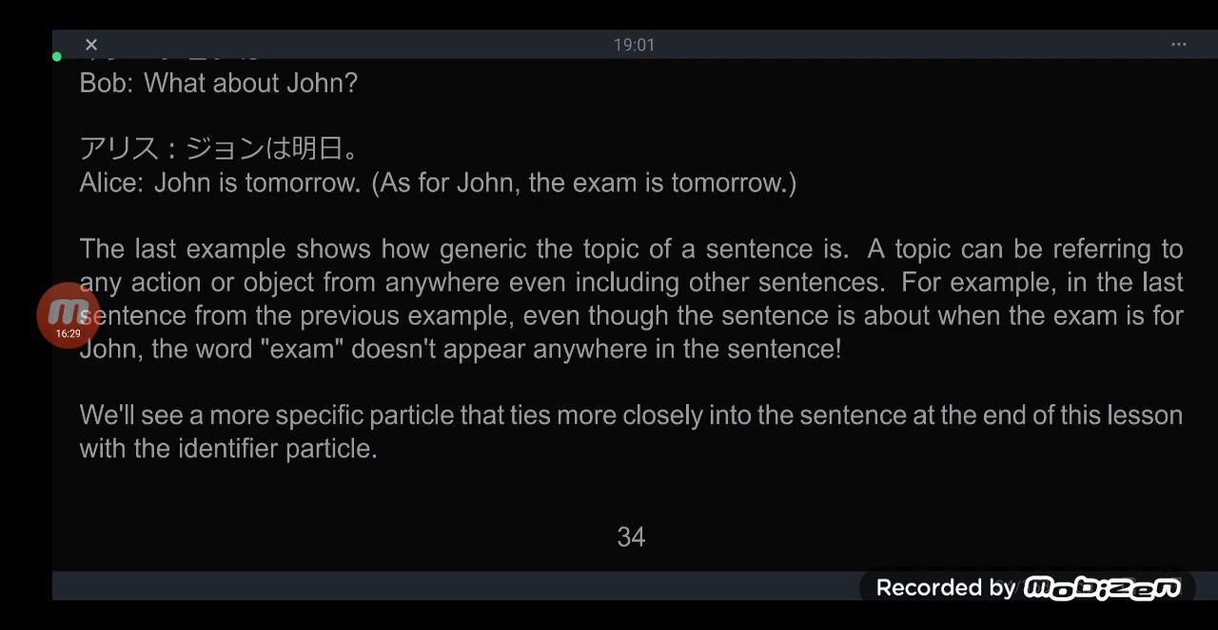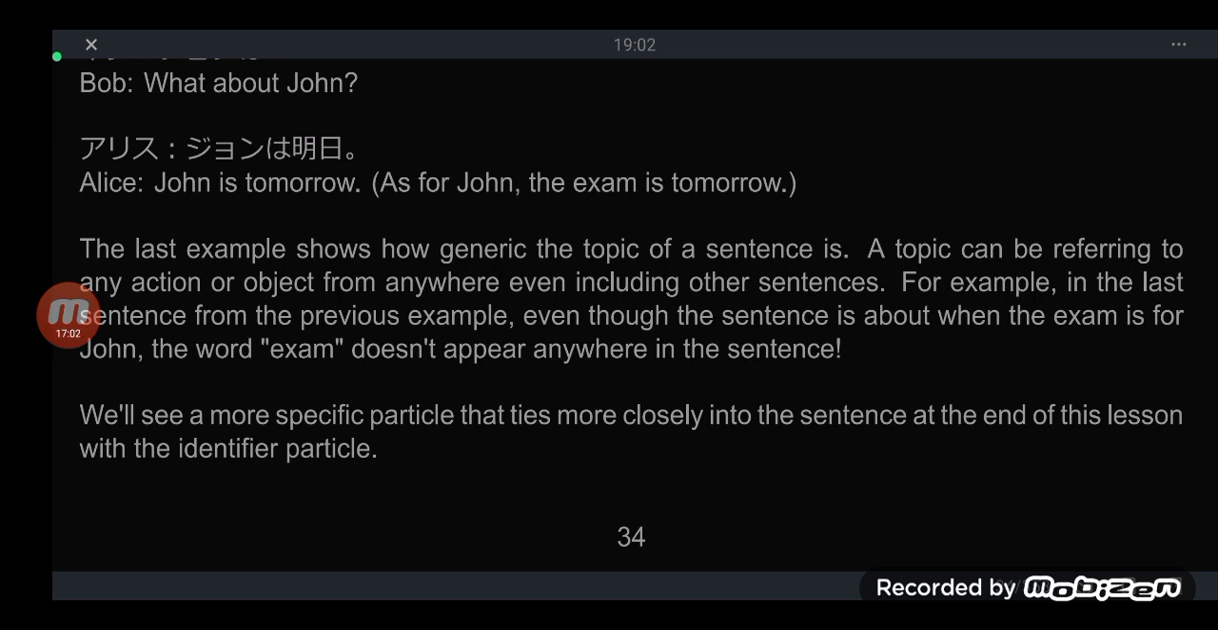The last example shows how generic the topic of a sentence is. A topic can be referring to any action or object from anywhere when including other sentences. For example, in the last sentence from the previous example, even though the sentence is about when the exam is for Jan, the word exam doesn't appear anywhere in the sentence. We'll see some more specific particles that lie more closely in the sentence at the end of the lesson.